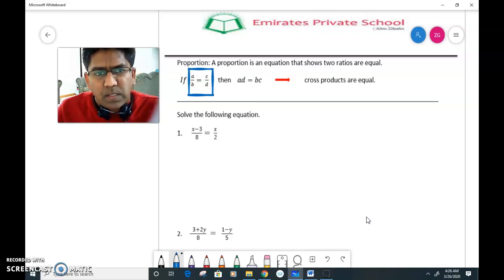Now the other way of looking at it is, you can say on each side of the equation you have only one fraction. So we say the equation is in the form of a proportion. Now what is the use? In a proportion the cross products are equal.